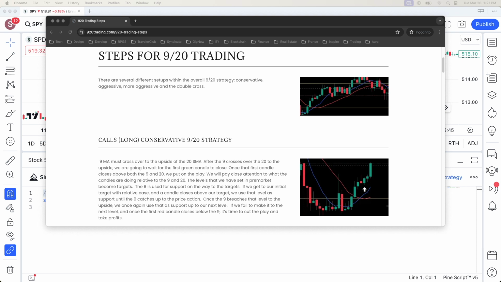Today, we're going to start with a simple moving average crossover strategy for day trading. Let's go over the description of this strategy from our friends at 920 Trading. Basically, after the 9-day moving average crosses over the 20-day moving average, we wait for the first red candle to go long. Once the first red candle closes below the 9-day moving average, we close our position. Okay, let's now move over to TradingView and start coding.